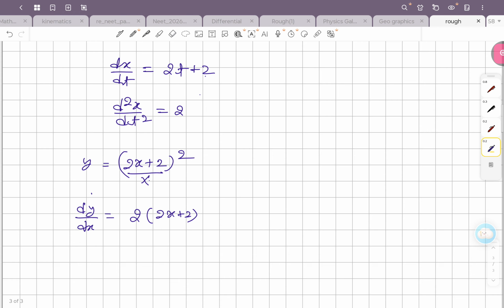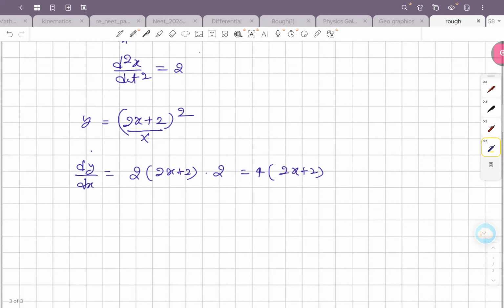Think of this as x. What is the derivative of x²? It is 2x again, but it is not x, it is 2x plus 2. So you differentiate again: the differentiation of 2x plus 2 is 2 only. So you can write 4(2x + 2). I think you can understand these things.